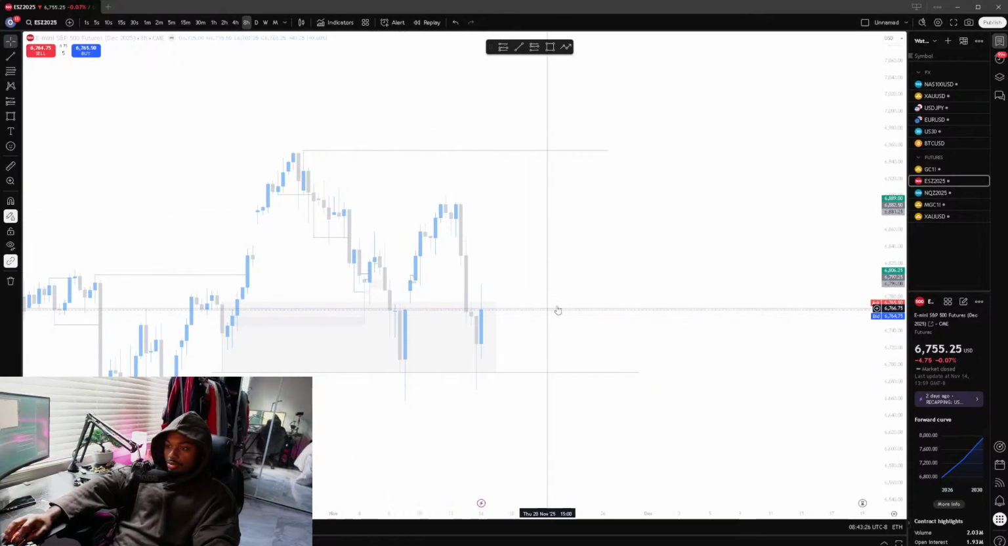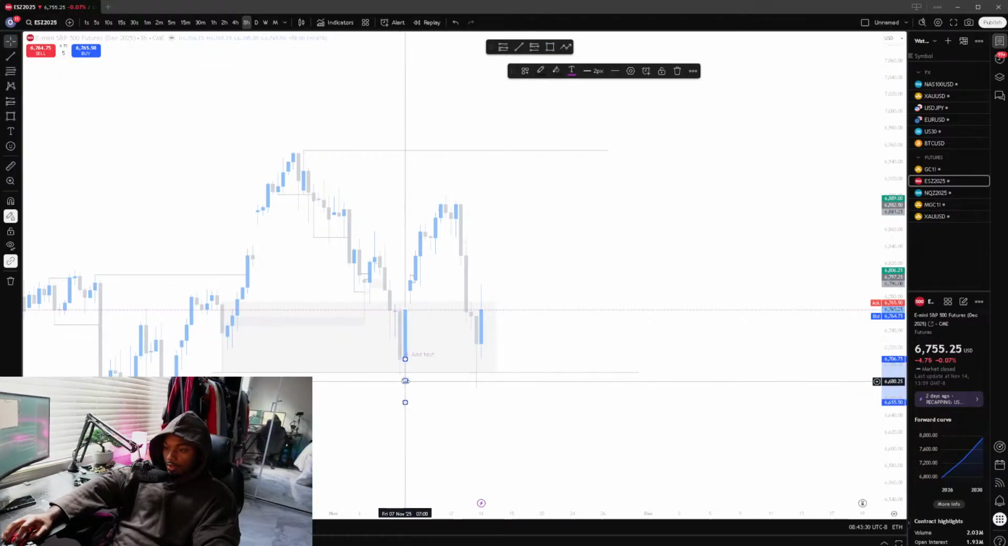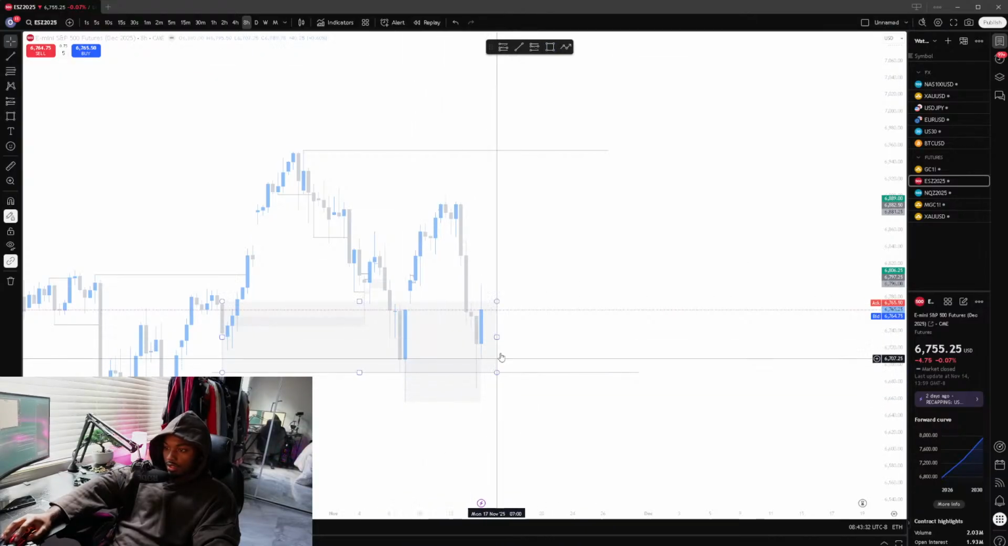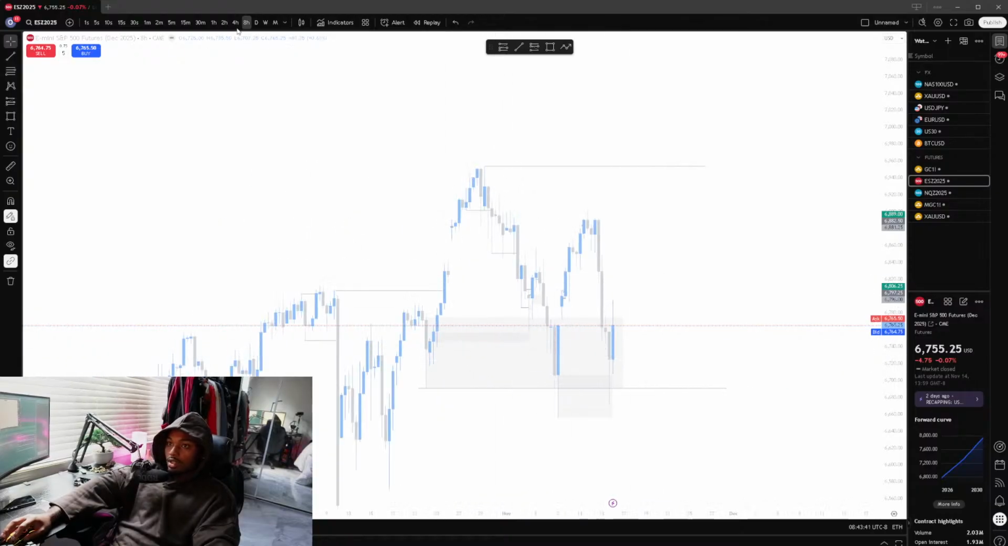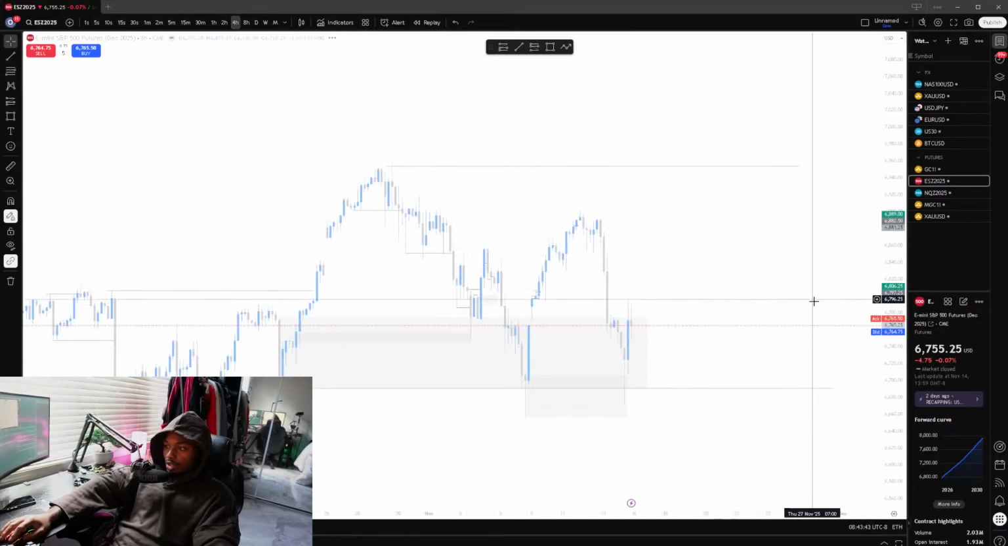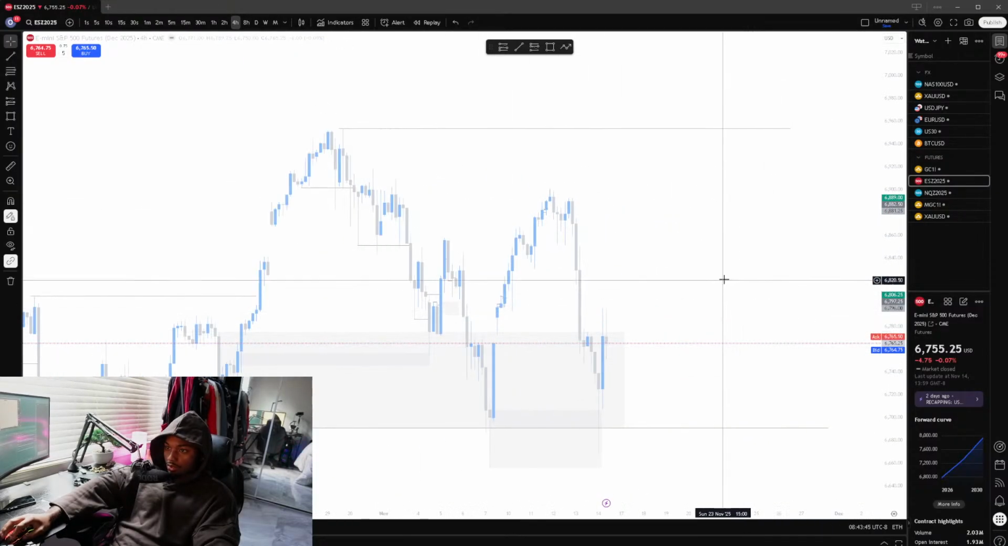Left behind an S&D 2.0. Where's our S&D 2.0? I'll say somewhere in this wick, okay? Price taps into this S&D 2.0, and now we're starting to push away. Beautiful. Maybe market gaps open to the top side, which would be nice. Okay, so from there, we'll drop down to our 4 hour. 4 hour is going to tell us more of a story.